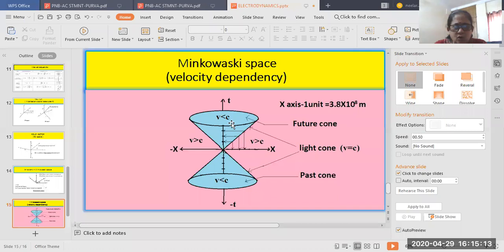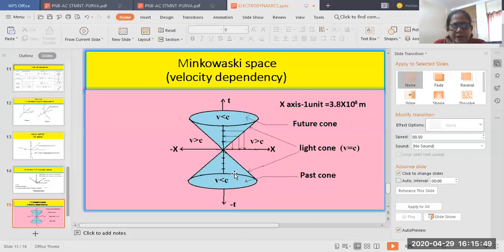So this will form a cone. This cone always talks about forward movement, so that is why this is called the future cone. That means moving forward and forward. And this is receding, going back, so this is called past. Don't go to the literary meaning of future and past, the astrological meaning. It is not that. This is the physical meaning. Future means forward, past means backward. So this is called the future cone, this is called the past cone. These both are called the light cone.